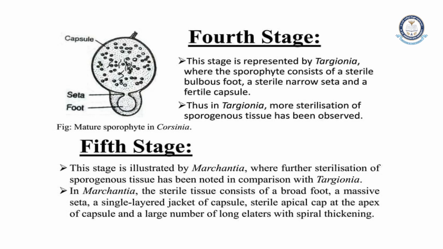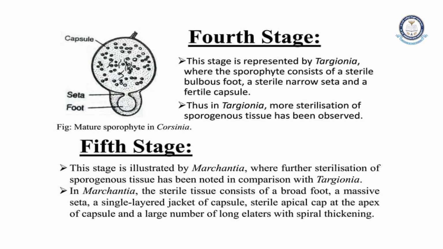Here this stage is represented by Targonia, where the sporophyte consists of a sterile bulbous foot. Here you can observe the foot is a very bulb-like, reduced structure, a sterile narrow seta, and fertile capsules are also present. Thus in Targonia, more sterilization of sporogenous tissue has been observed.